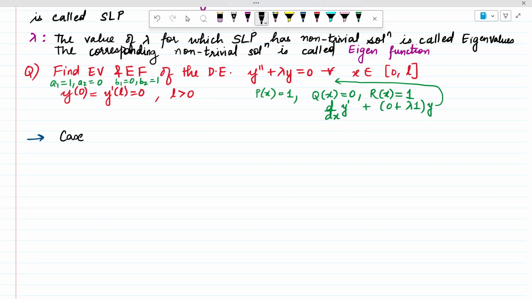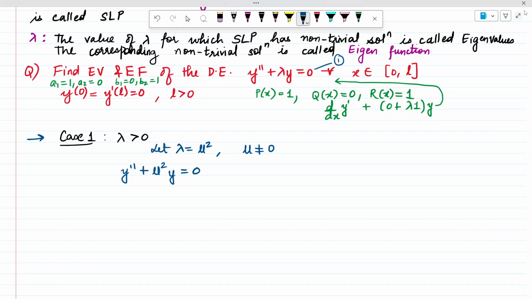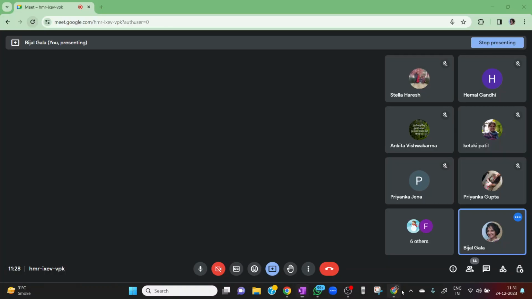Case number 1, we assume that lambda is greater than 0. Okay, lambda is positive. So if lambda is positive, I would assume let lambda is equal to some nu square, where nu is not equal to 0. So let's call this as equation number 1 for this particular question. Okay, and let's substitute it there. So I'll get y double dash plus nu square y equal to 0. This is a second order differential equation. मुझे इसको solve करना है second order differential equation को.